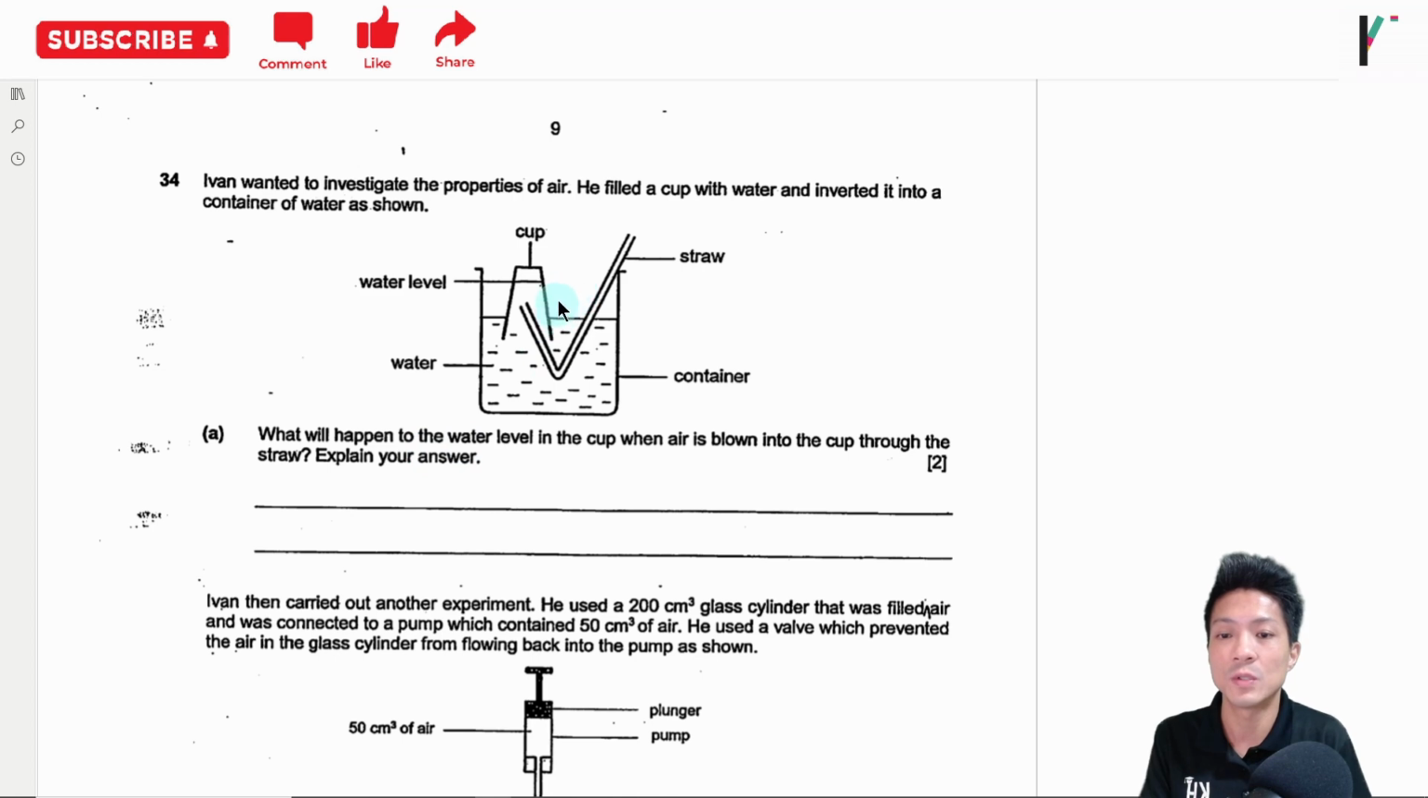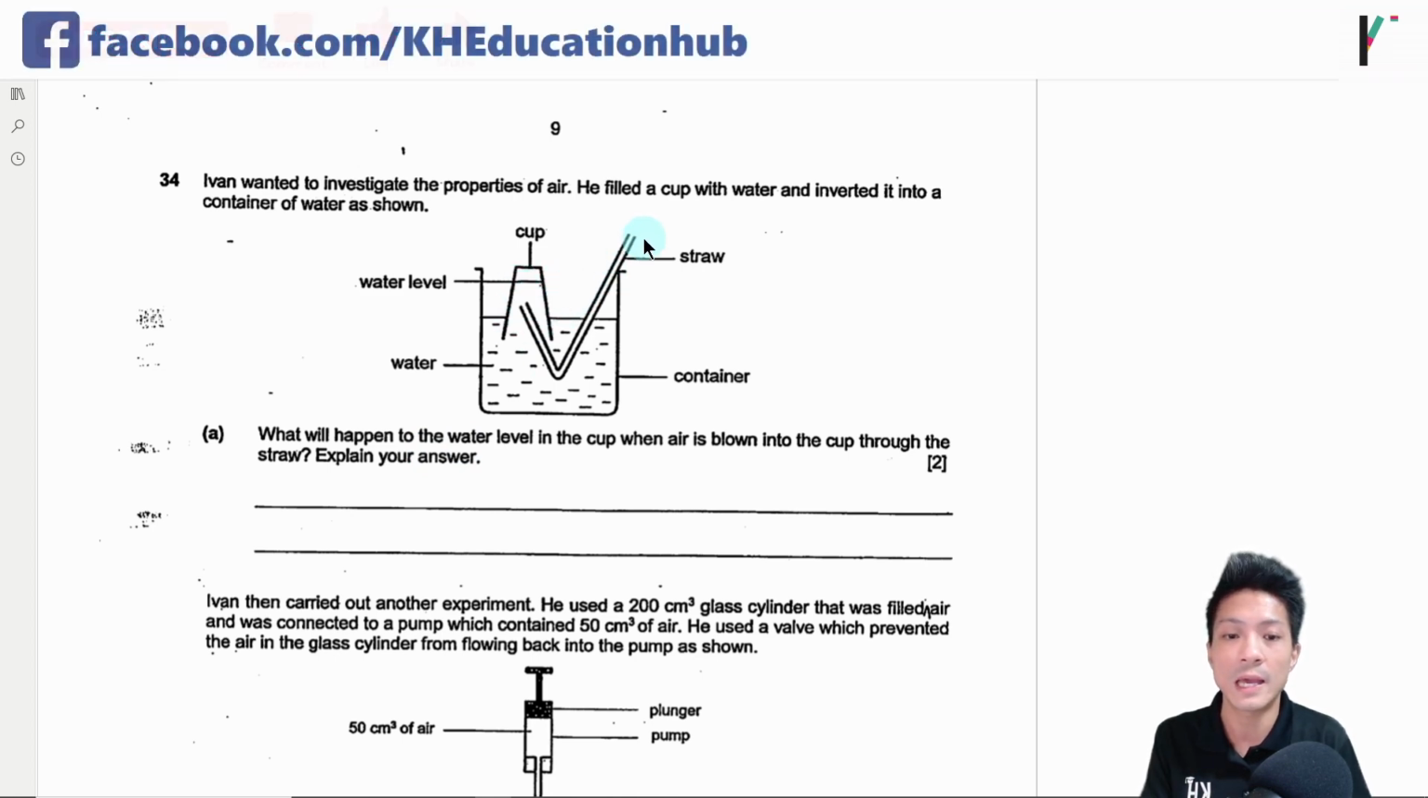Okay, so we know that the water level will decrease, right? Because as you blow air into the cup, because air can take up space, the air space over here is going to increase and it's going to push down the water level.